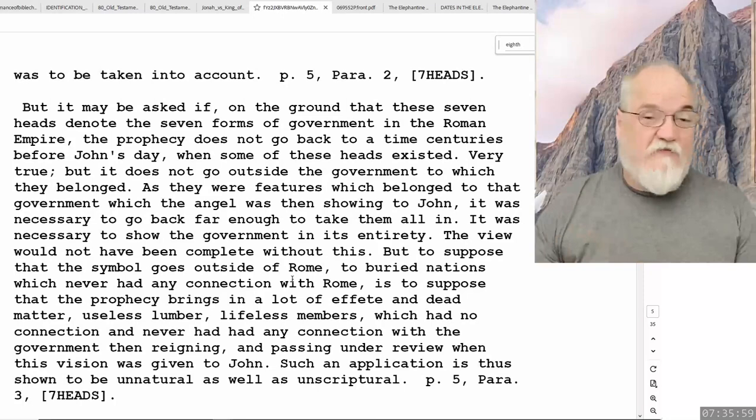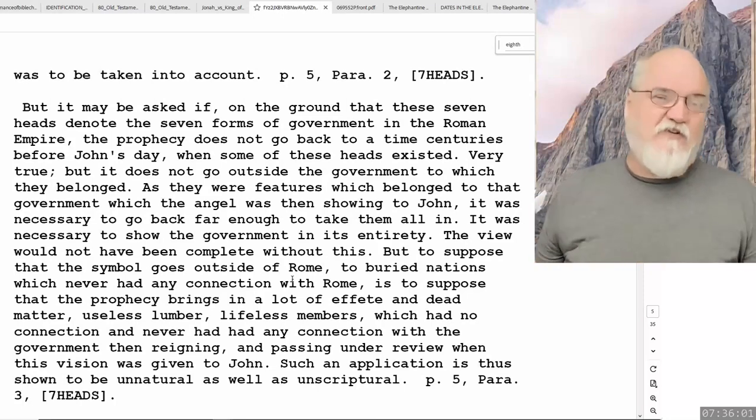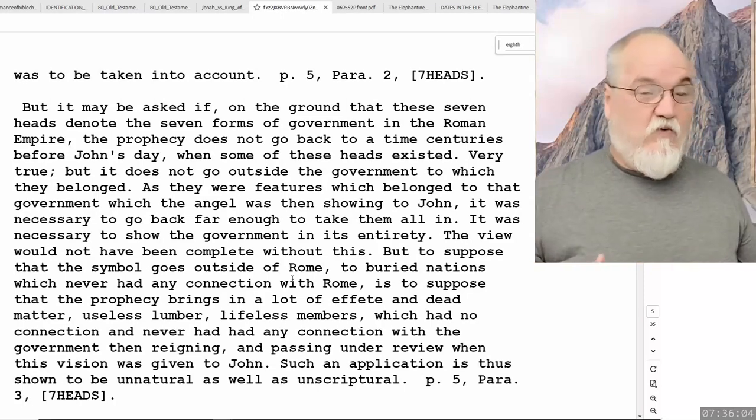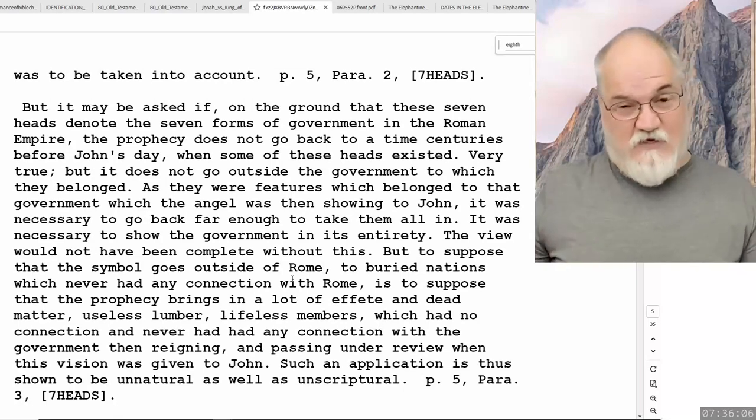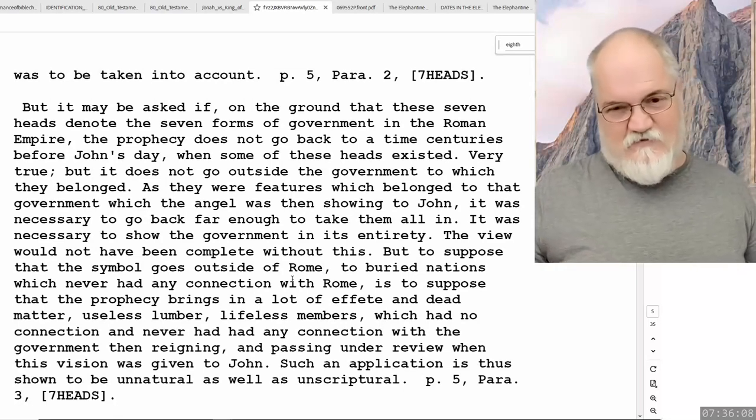Now, when we do that, of course, we're not interpreting the prophecy that way. We're taking a parallel of history and lining it up, correct?